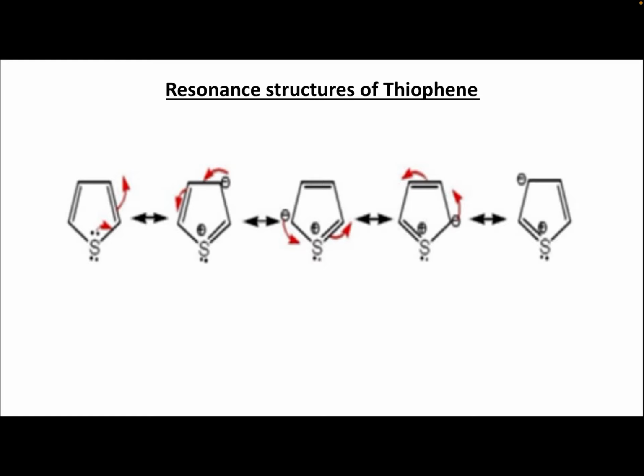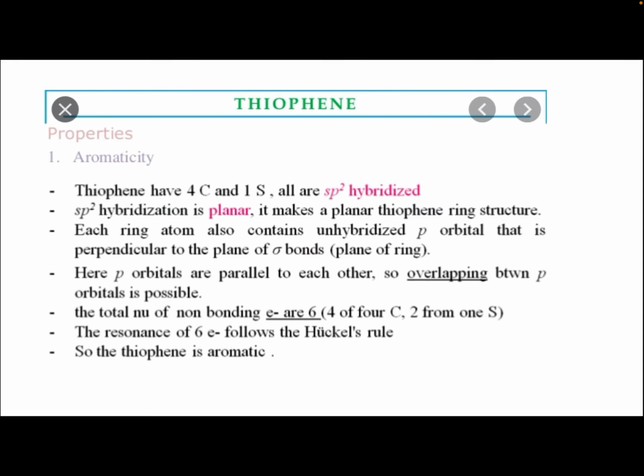So in the next figure, you are seeing again the negative charge is shifting, and the other arrow shows the shifting of the bond, and so a negative charge is formed. That means this type of resonance structures are shown by the thiophene molecule.